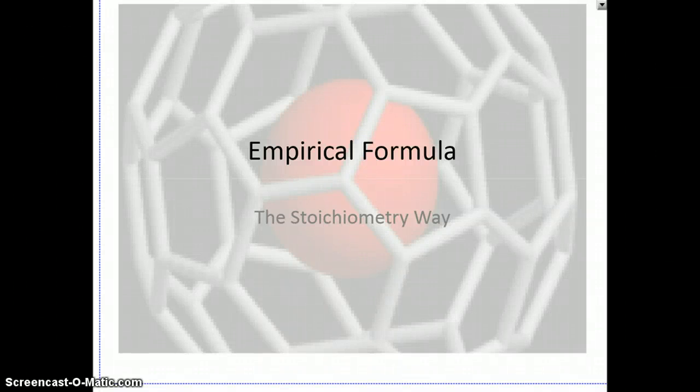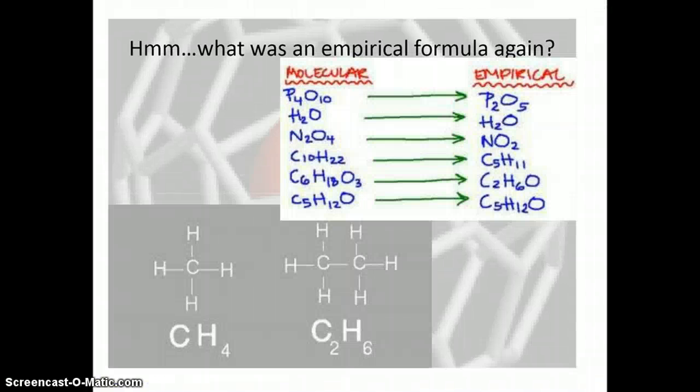In this podcast, we're going to investigate empirical formulas, specifically how to do them the stoichiometry way. All right, so let's remind ourselves of what an empirical formula is. An empirical formula is the lowest whole number ratio of the elements in a compound, whereas the molecular formula is what it appears like in nature.